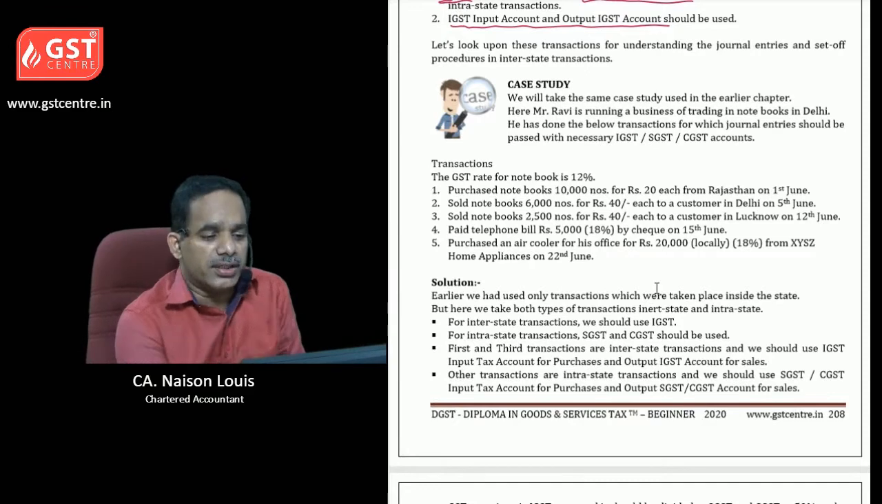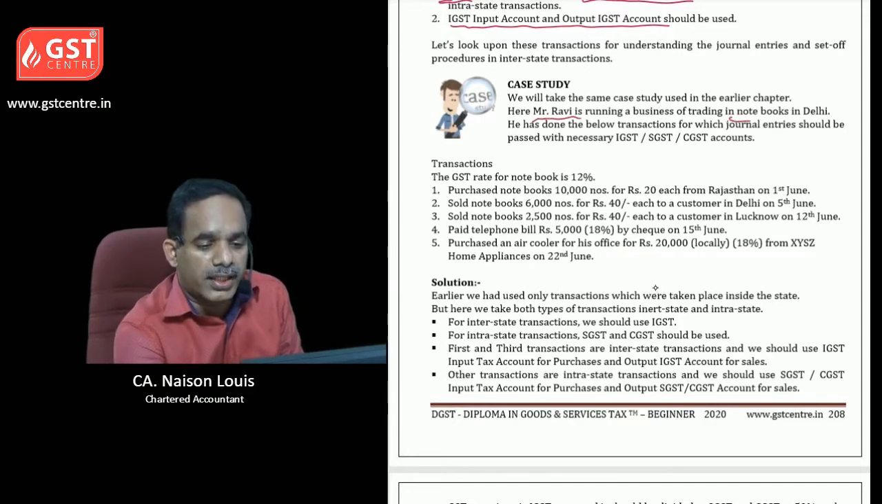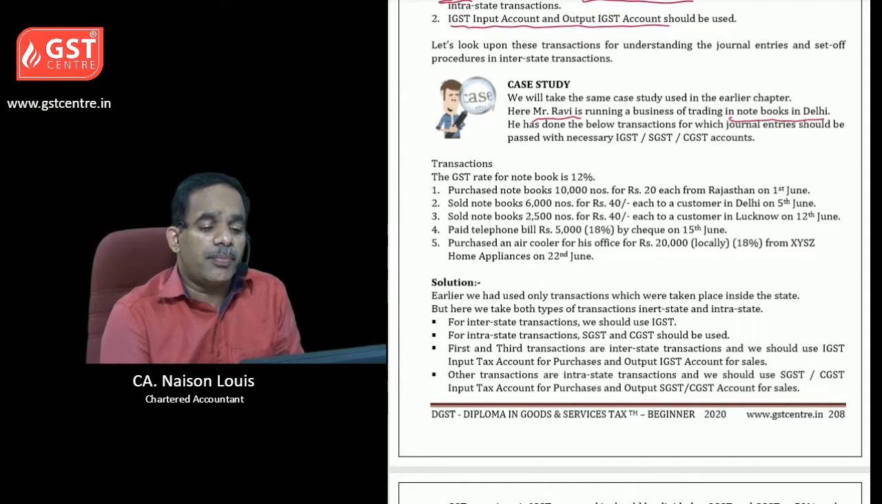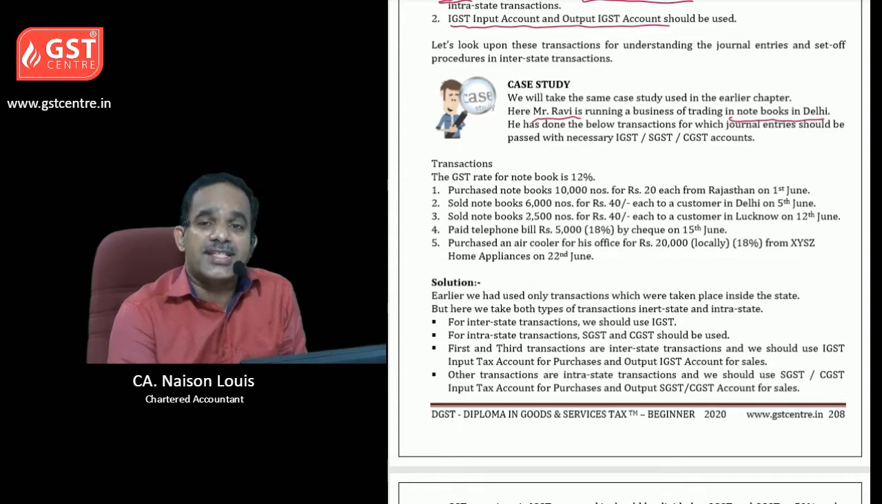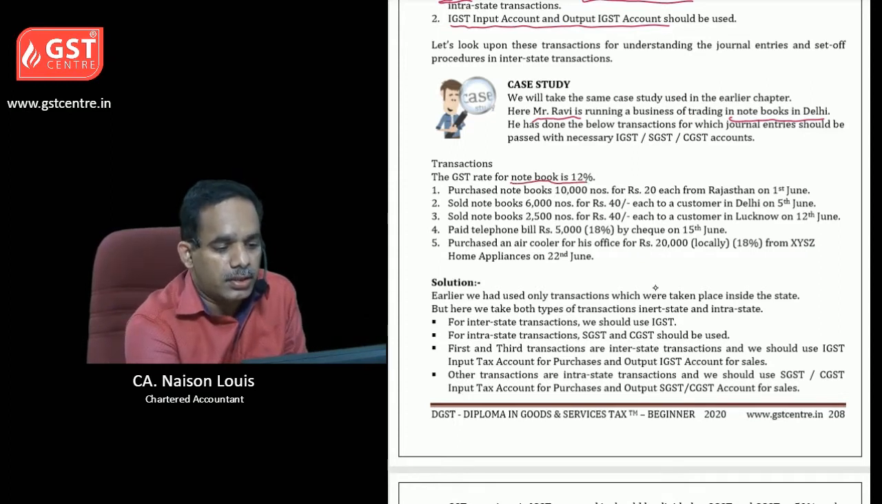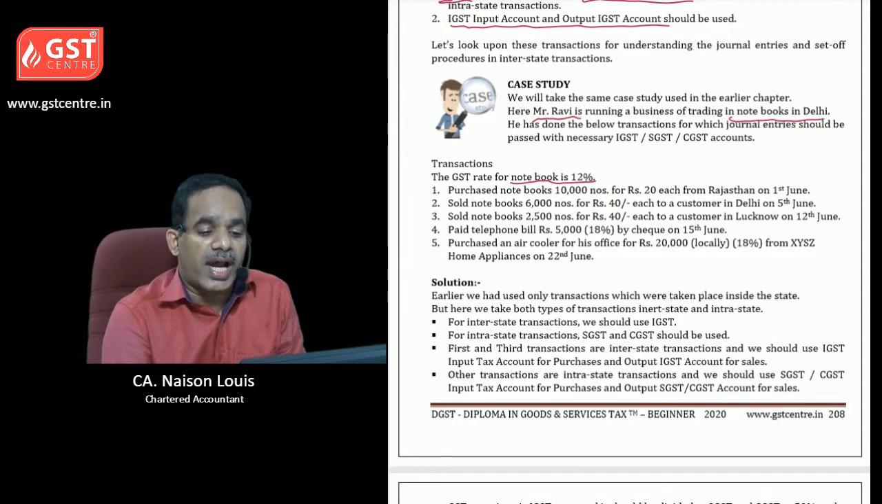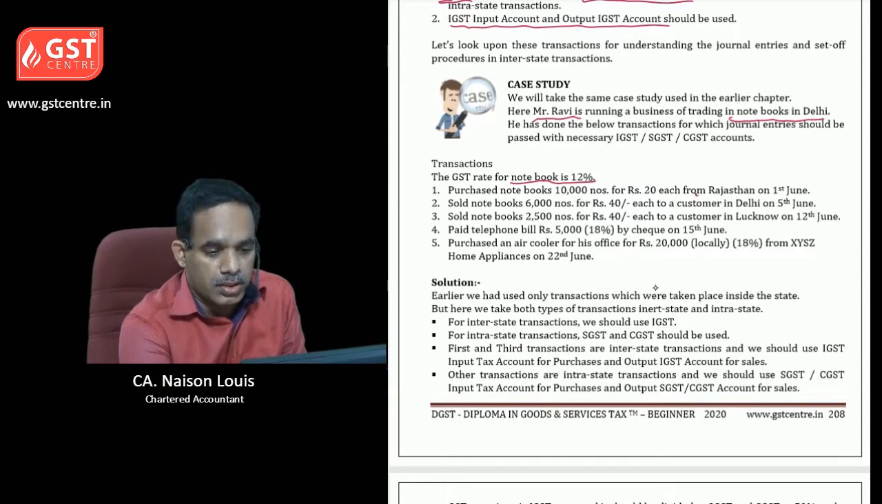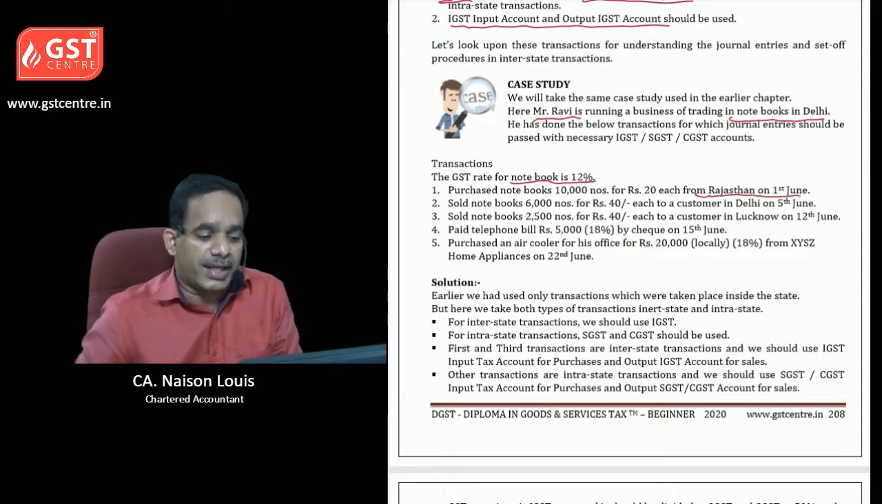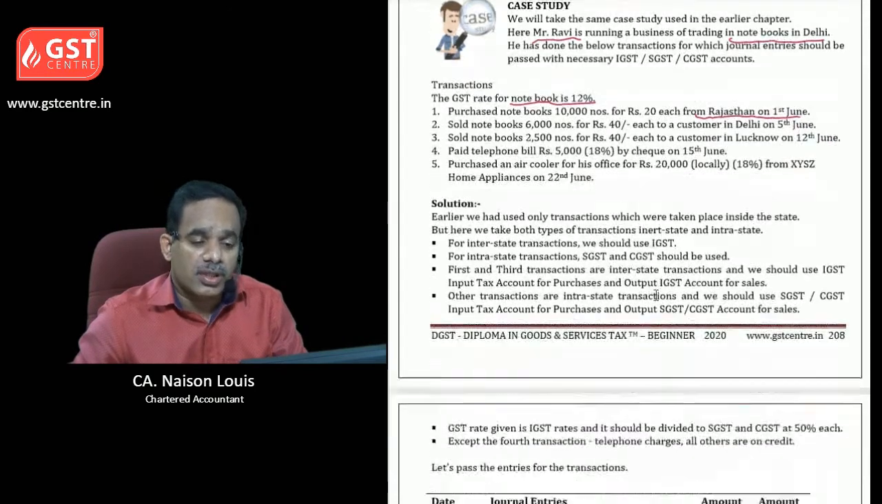Here Mr. Ravi is running a business of trading in notebooks in Delhi. He has done the below transactions for which journal entries should be passed with the necessary IGST, SGST and CGST accounts. So let us take the transactions. Purchase notebooks, 10,000 numbers for rupees 20 each from Rajasthan on 1st June. So it is a purchase from Rajasthan. So how will we put the entry?